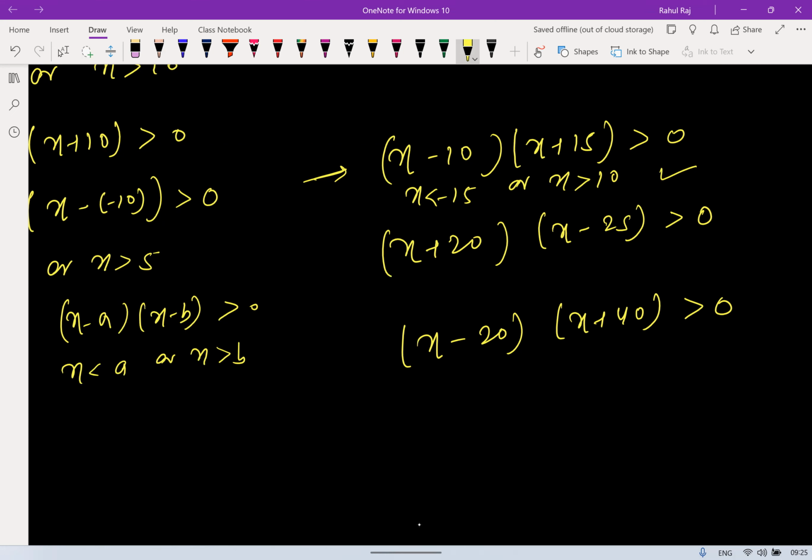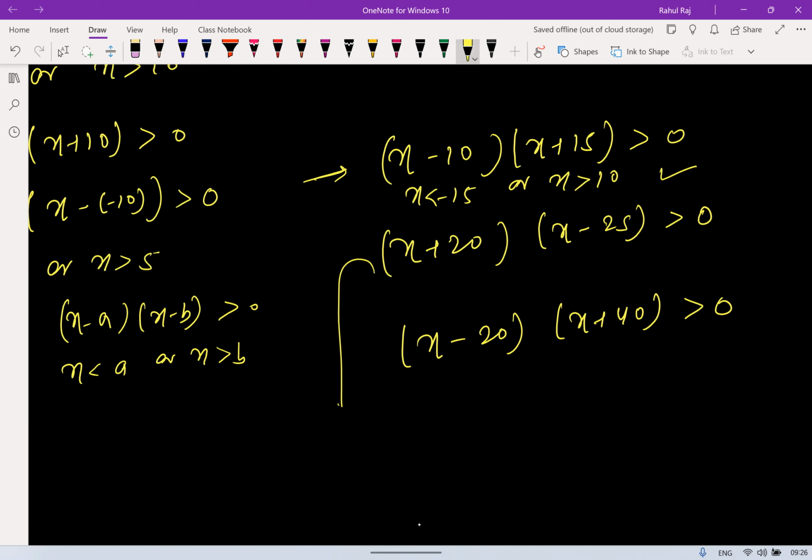Second one. X is, sorry, I jumped a step. I tried to do it too fast. X is less than 25 or greater than minus 20? No. Which is the smaller one, Alexa?